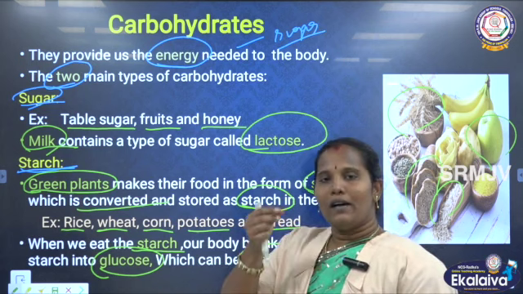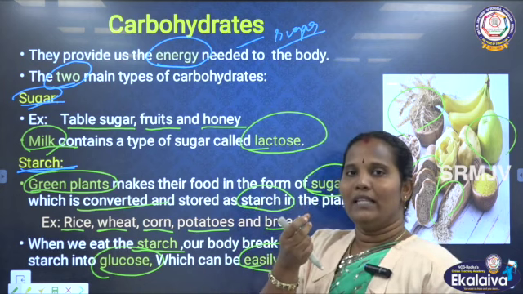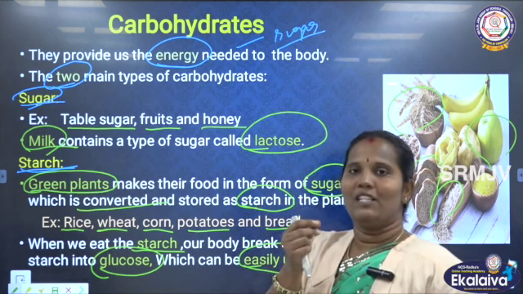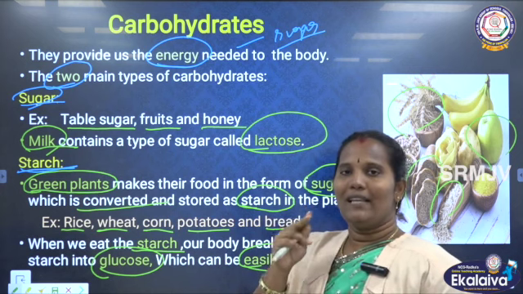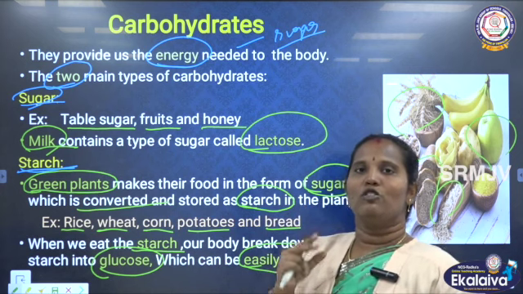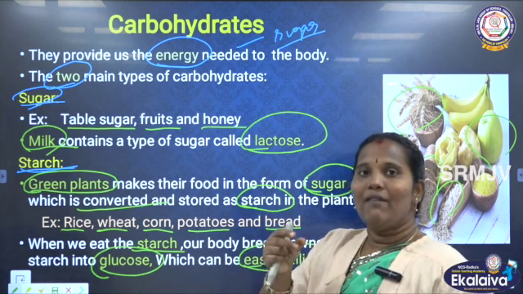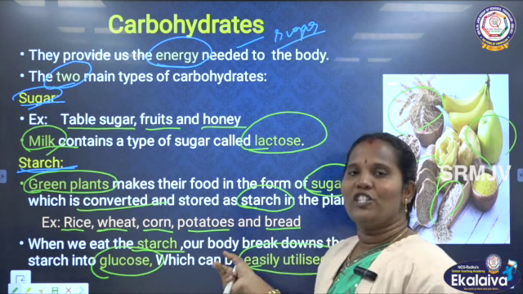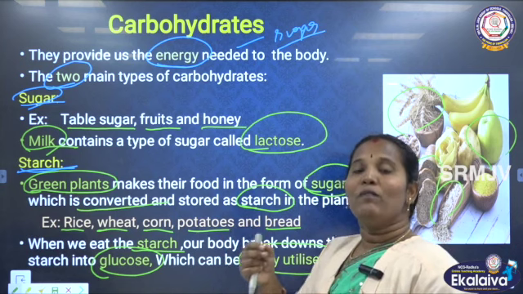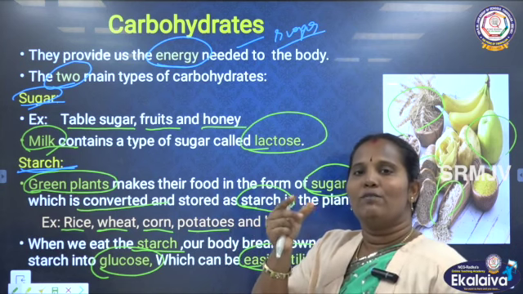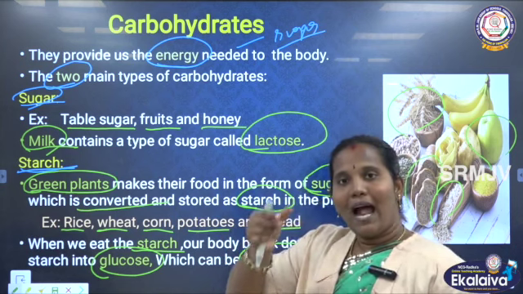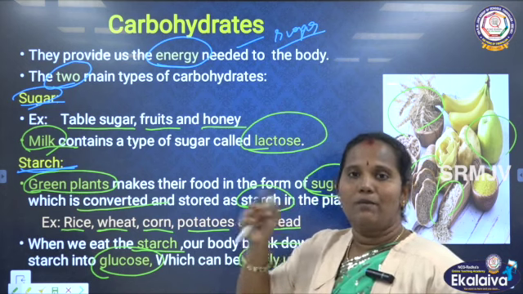We know that saliva is present in our mouth, because the salivary glands are there in our mouth. These salivary glands secrete saliva. When saliva is added to starch content like rice and bread, we can observe the sweetness. Without the saliva, we cannot observe the sweetness.